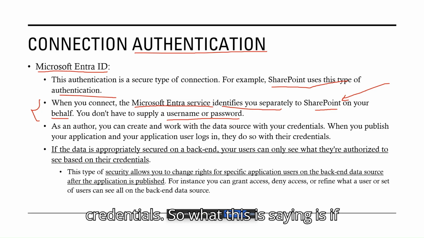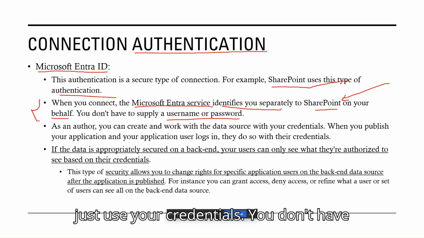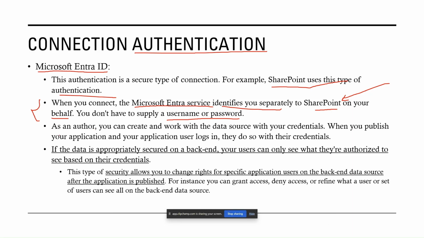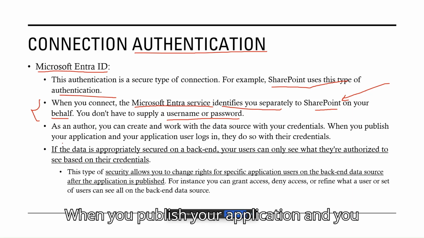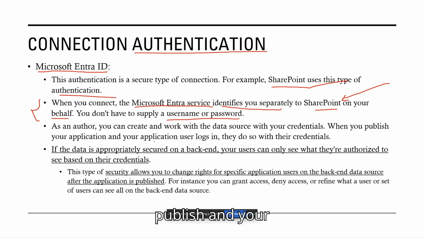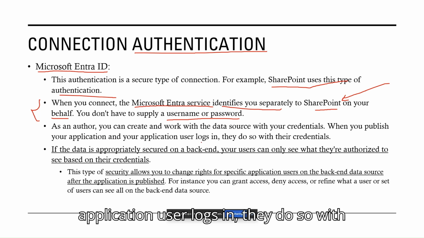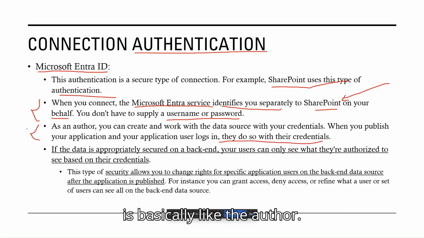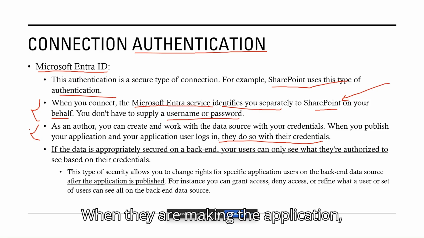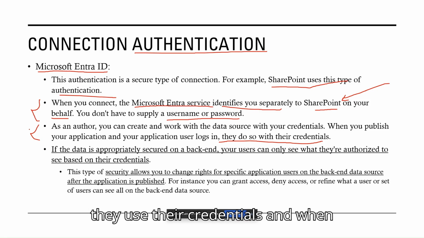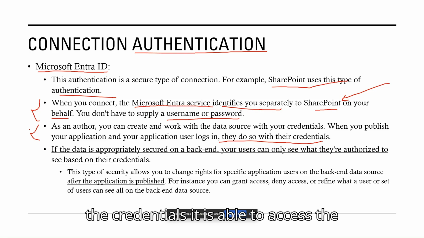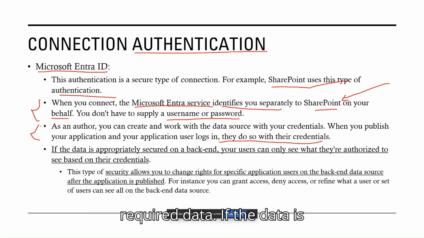As an author, you can create and work with the data source with your credentials. So if you're making the application, you can just use your credentials. You don't have to create a special set of credentials just to create the application. When you publish your application and your application user logs in, they do so with their credentials. Basically, the author uses their credentials when making the application, and when the user logs in, they use their credentials, and based on the credentials, it is able to access the required data.